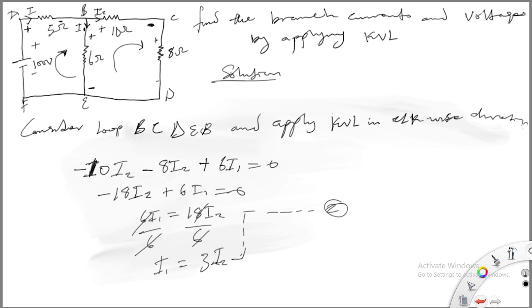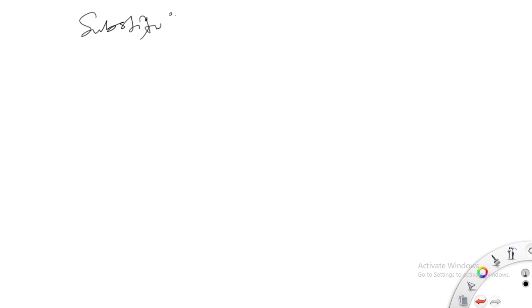So what do we do next? What we would do next is substitute equation 2, that's I1, into equation 1, which we have solved previously. If you have noted that down, you can concur with me. I1 into equation 1. So what was our equation 1?